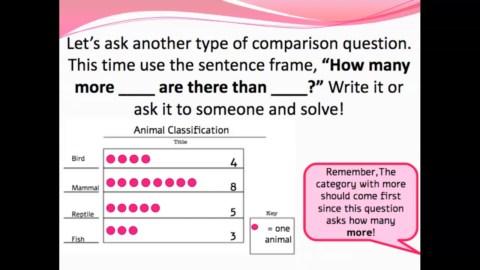Okay, so now remember this one says how many more. So in the last one, fewer was first, so we put the category with the least amount first. The category with more should come first in this question, since this question asks how many more. So it wouldn't make sense for me to say how many more birds are there than mammals, would it? No, because there's less birds than mammals. So I have to put the one with the most first. So a possible question I could have asked was how many more mammals are there than birds?